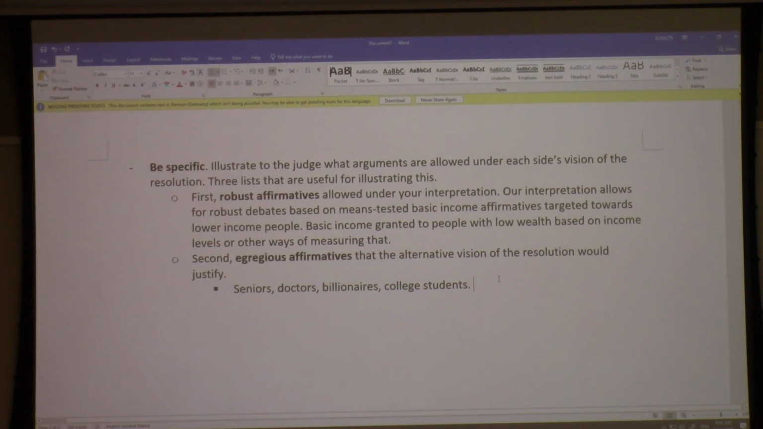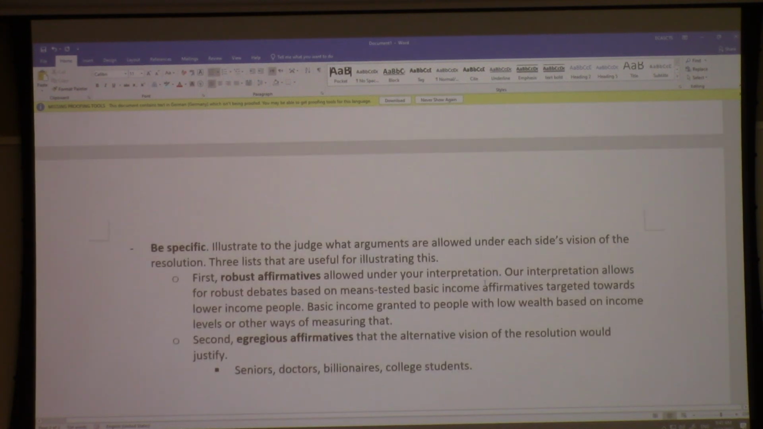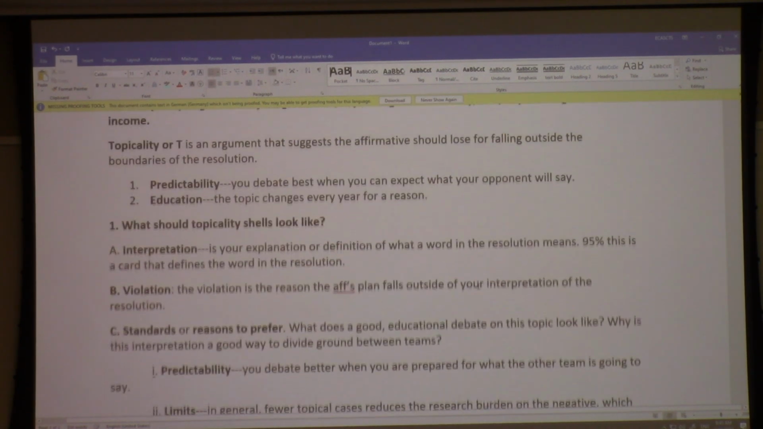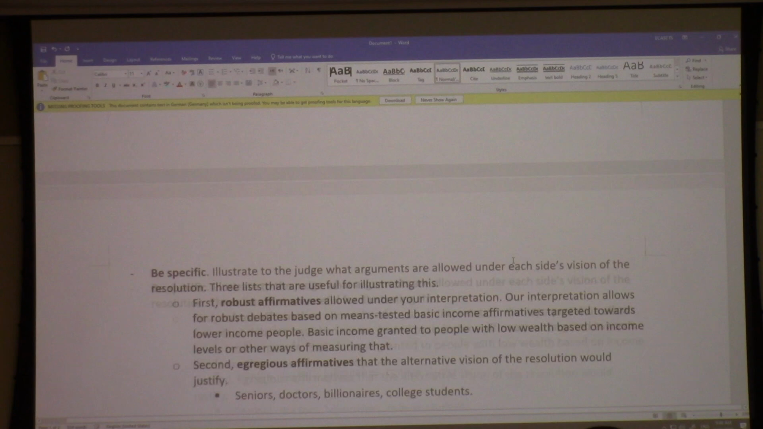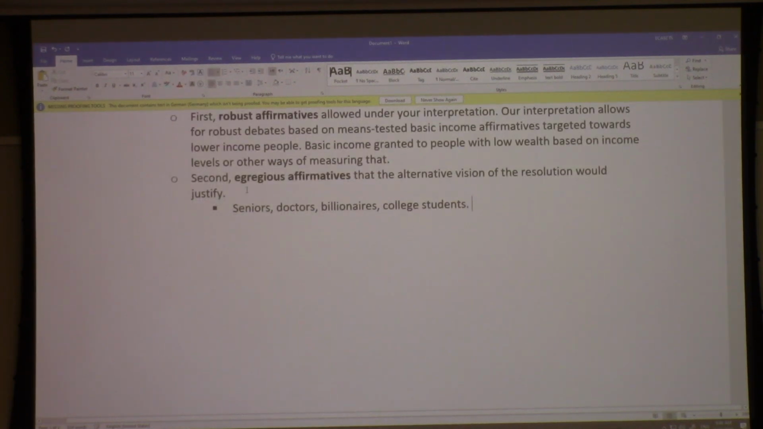Like, what if you're really worried about climate change and think that we need more electricians in order to resolve that? Maybe electricians are good people who are necessary for our society, but there's no reasonable way that the negative will be prepared for that because it doesn't follow this fiscal redistribution part of the resolution. So you want to create a list. So here are all the people that affirmatives can be based around, and the negative would need to be prepared to respond to that. Okay.